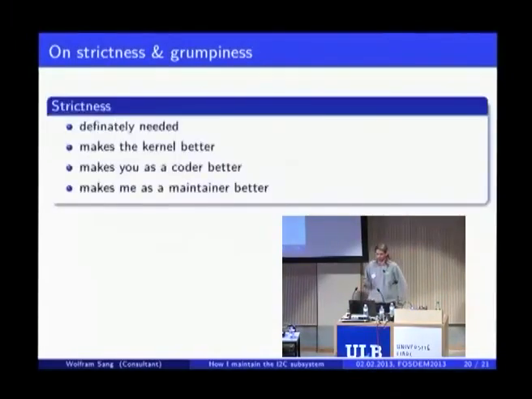I see two parts in that. The first one is strictness, which is definitely needed. Follow the rules, try to get the best solution to the mainline, and do not just accept everything. This makes the kernel better. I agree with that. This makes you as a coder better if you really find the proper solution and think about the best solution. And obviously it makes me as a maintainer better, because I understand the needs of the users better and can shape the subsystem in that way.